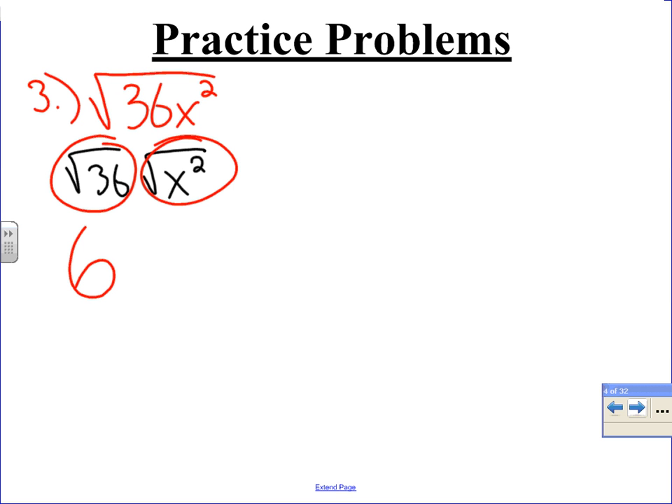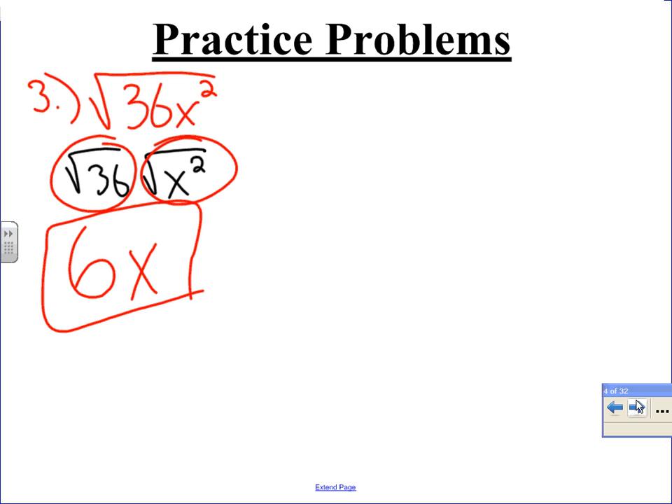Say that again. Square root of x squared. Not 1. Something's 1, but not the whole thing. Good. x to the first power, but make sure you leave it as x. You can put the 1 there if you want, but you don't have to. So the answer to that one is 6x.